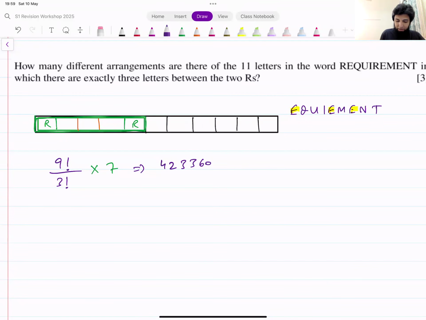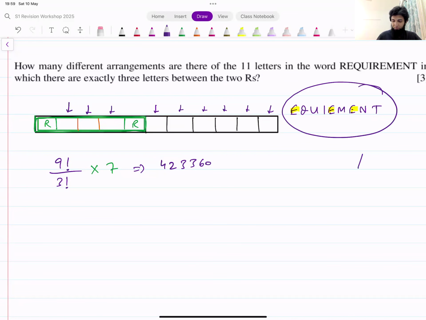Now, let's think about these places: 1, 2, 3, 4, 5, 6, 7, 8, 9. In these 9 places, you would have these 9 letters, right? In how many ways can we arrange those 9 letters? We can arrange those 9 letters in 9 factorial ways. But then, how many of them are identical? 3. We divide by 3 factorial because of that.